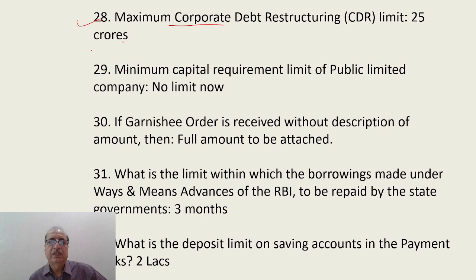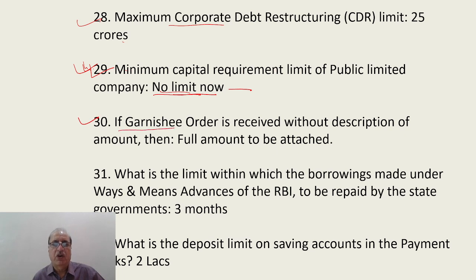Now question number 29. Important question. Minimum capital requirement limit of a public limited company. What should be the minimum capital of a public limited company? No limit now. Recent amendment, no limit now. Previously it was 5 crore. Now the minimum capital requirement limit of a public limited company is no limit.